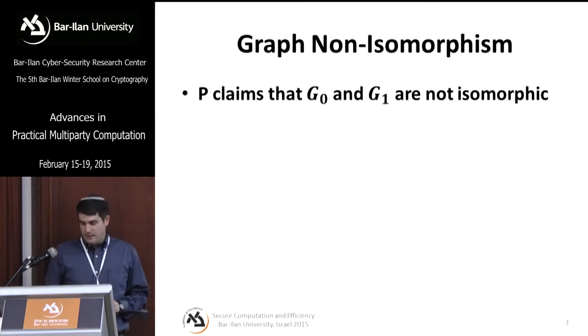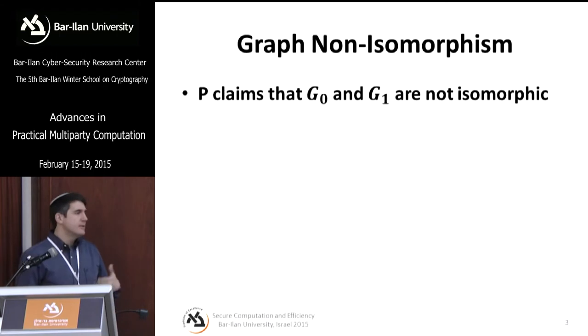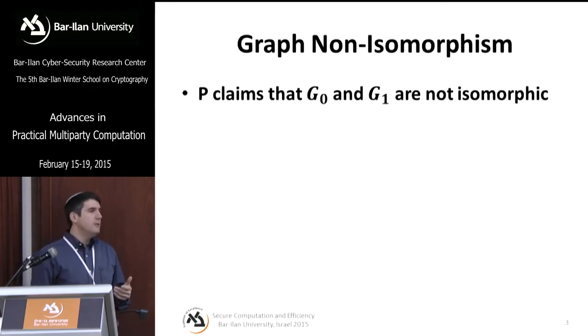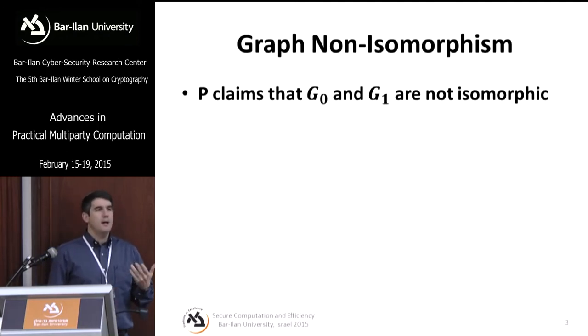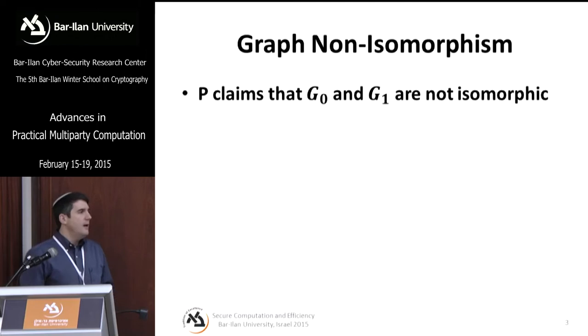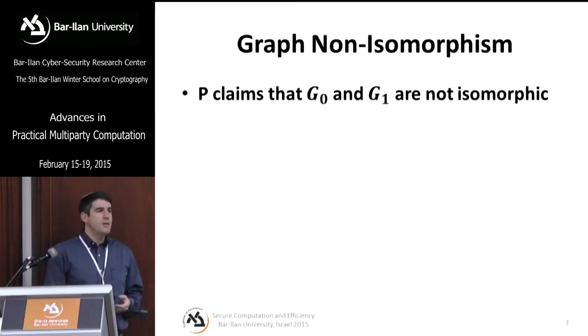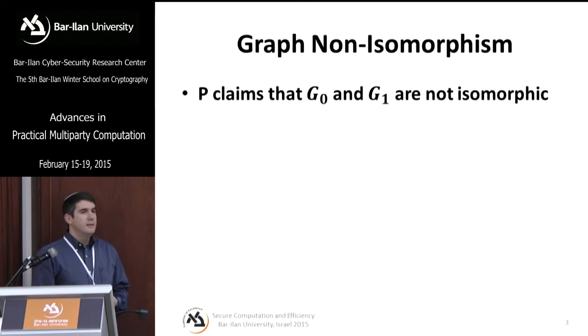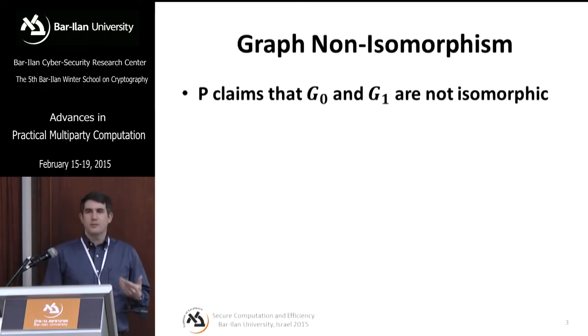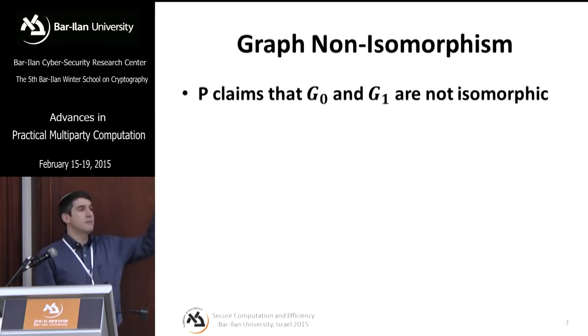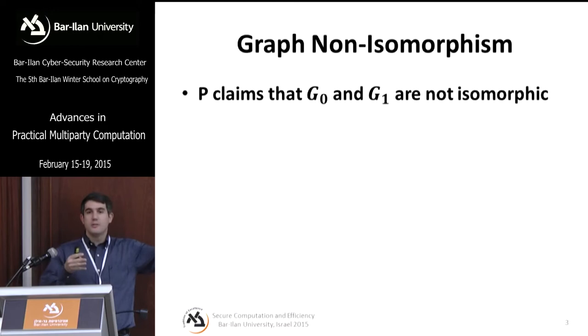So I want to start off by looking at a concrete example, very informally. I want to talk about what happens if I'm a prover and I have two graphs, and I want to prove to some verifier that these graphs are not isomorphic. Proving that two graphs are not isomorphic is quite difficult. Actually, it's not in NP. I don't have any short way of telling you that there does not exist an isomorphism. If two graphs are isomorphic, I give you the mapping of the nodes from one graph to the nodes of the other graph, and you can compare and see that all the edges line up.